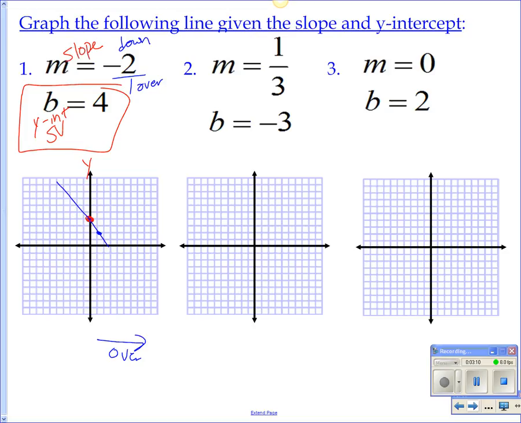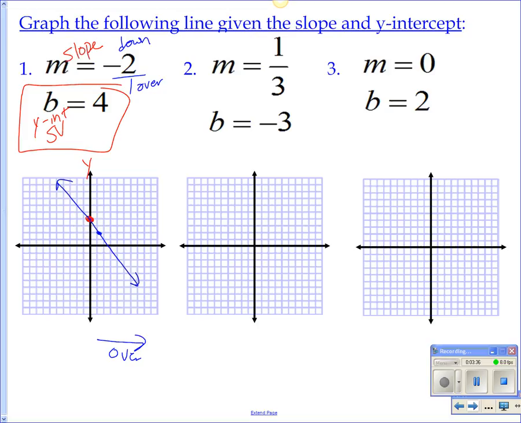And then we're going to draw our line. So that's how you graph that line. It is going down. Okay? Ladies and gentlemen, you need to raise your hand if you have a question.